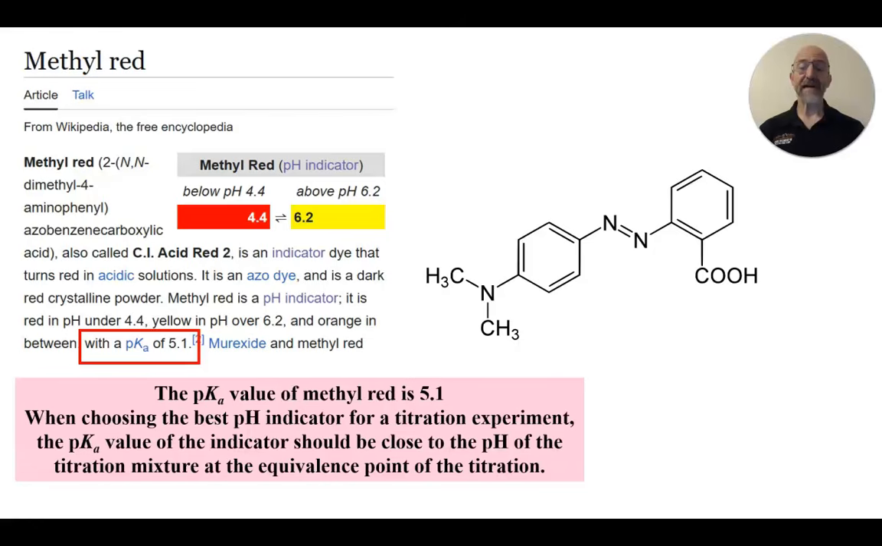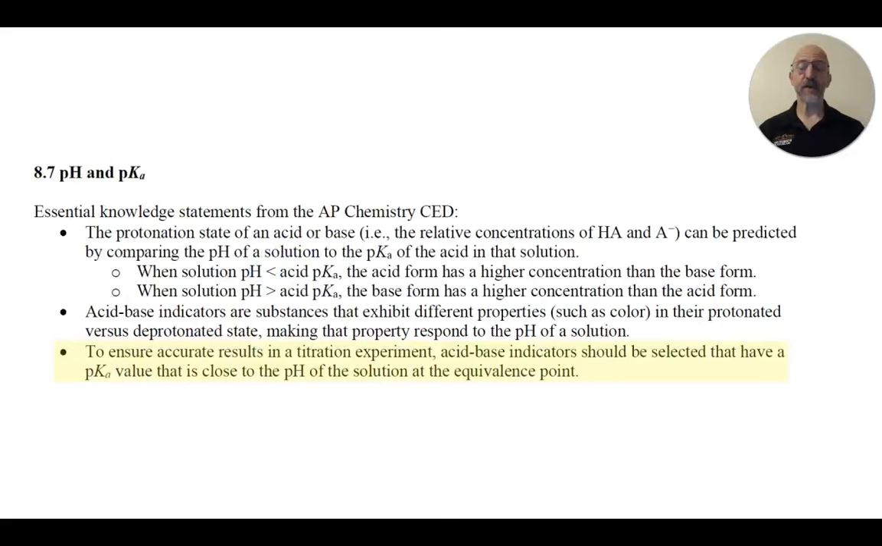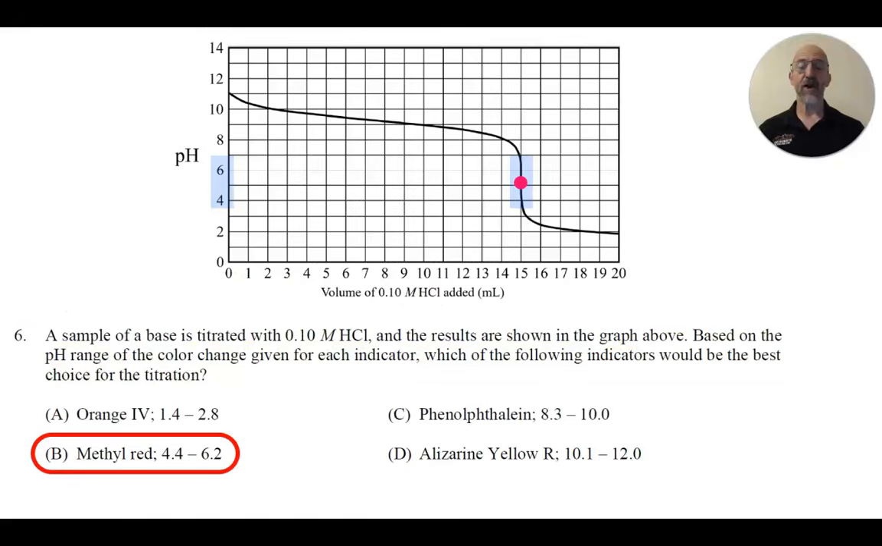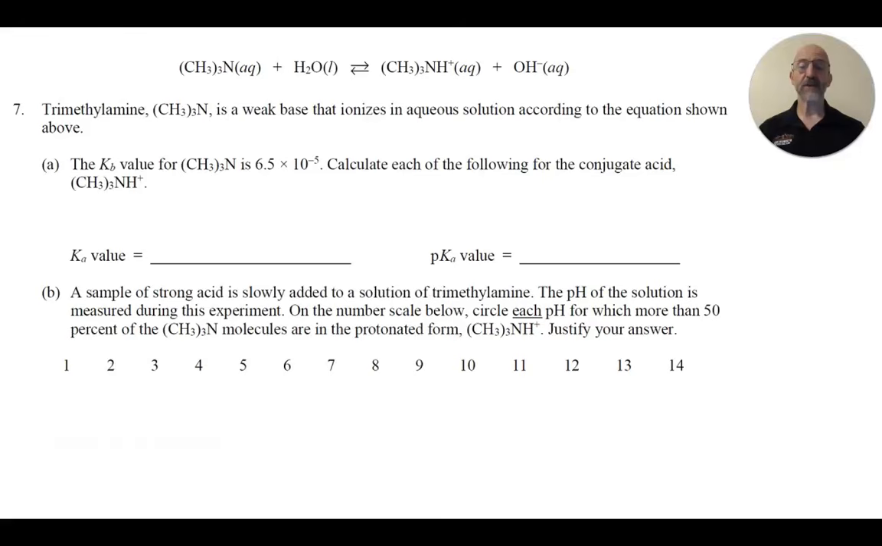So you may recall that essential knowledge statement for topic 8.7: to ensure accurate results in a titration experiment, acid-base indicators should be selected that have a pKa value that is close to the pH of the solution at the equivalence point. So if methyl red has a pKa value of approximately 5, then there on the titration curve you can see that the pH of the titration mixture at the equivalence point is approximately pH 5. All right, well, hopefully you can see why that is the correct answer to question 6, choice B, methyl red. Now, let's go ahead and take a look at question 7.